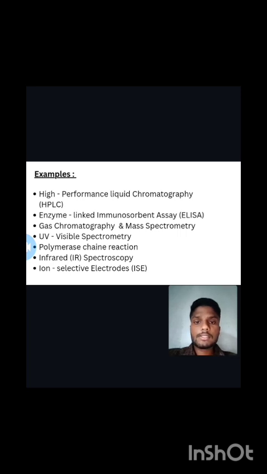And next one is IR spectroscopy, used to identify aspirin in pharmaceutical products. Aspirin has specific IR absorbance patterns, such as a sharp carbonyl peak at 1750 per centimeter. And ion selective electrode, used in clinical and environmental testing, measures potassium ion in blood.